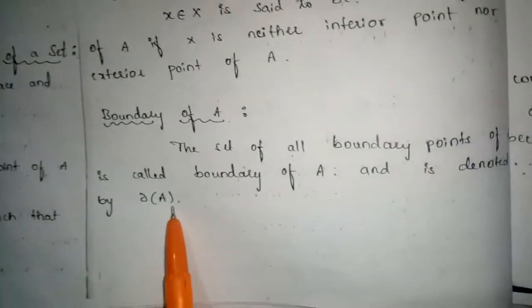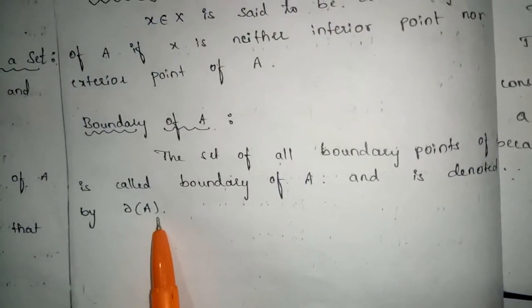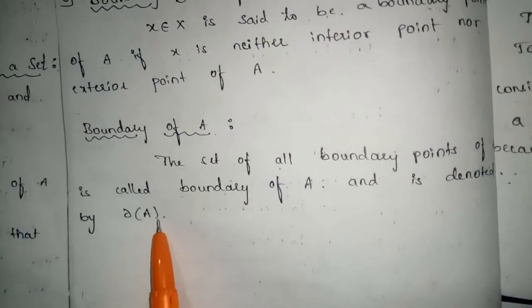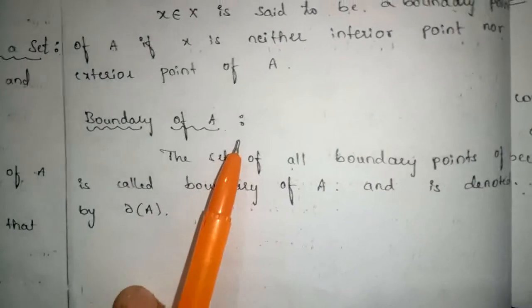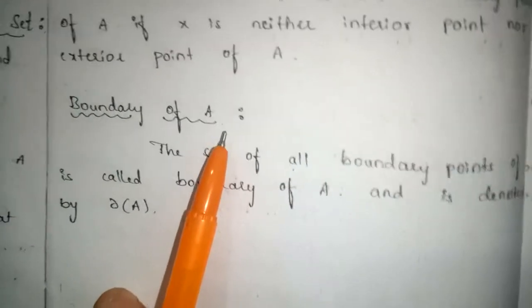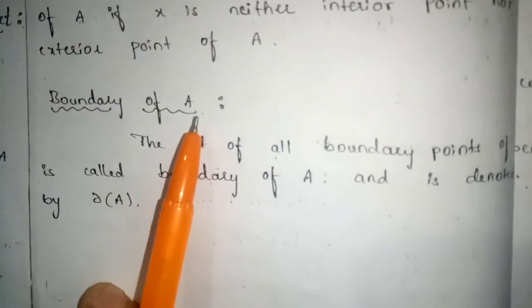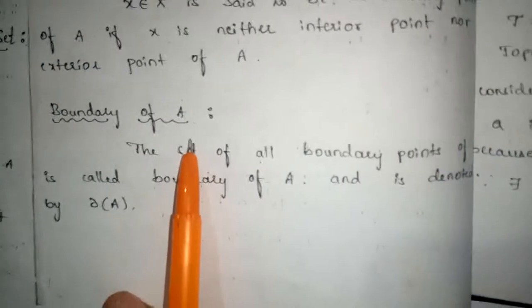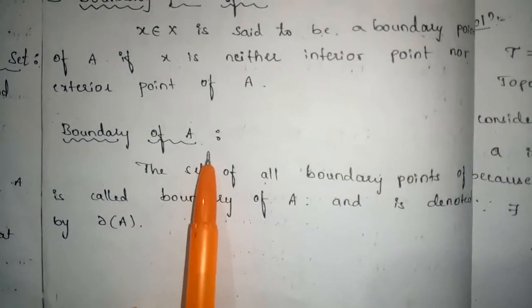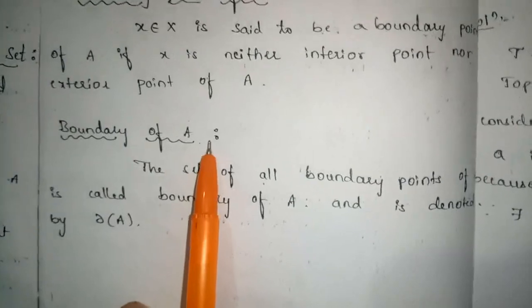This condition holds for interior and exterior. And boundary means it is a point that is neither interior nor exterior. Then it is called a boundary point of A. If you see the example, then you will understand the definition of interior, exterior and boundary of a set.